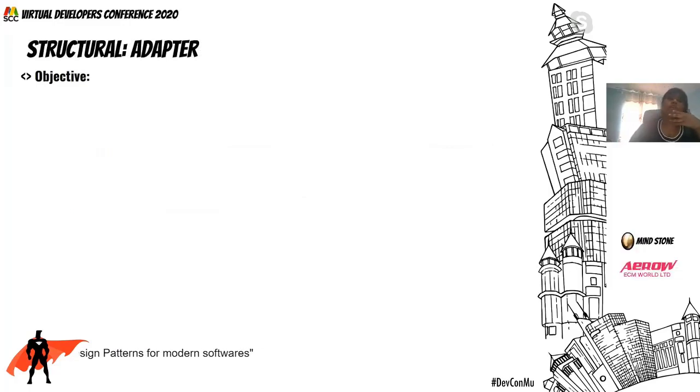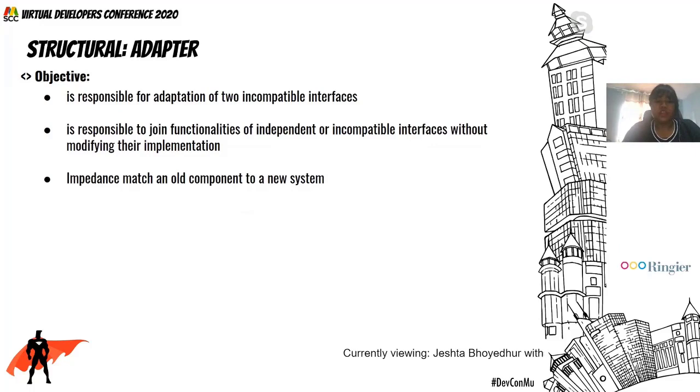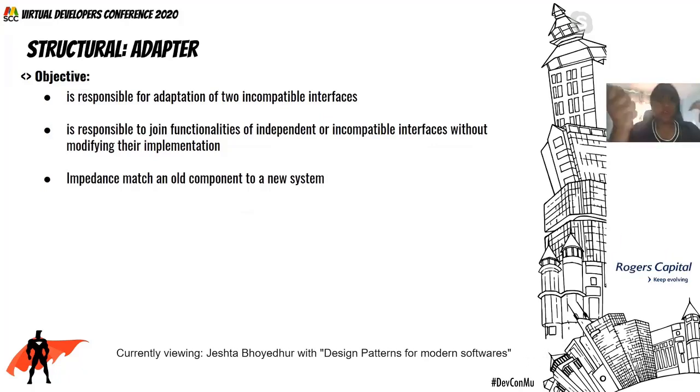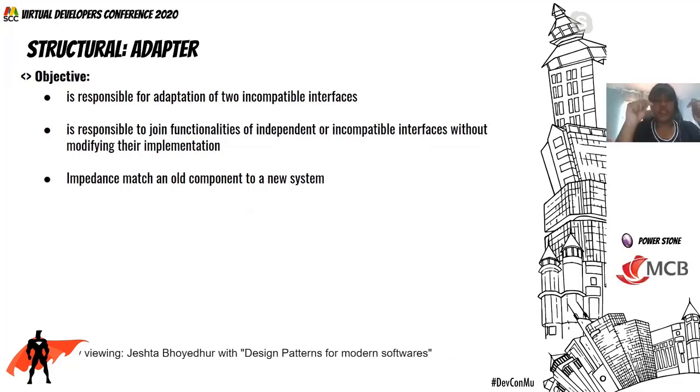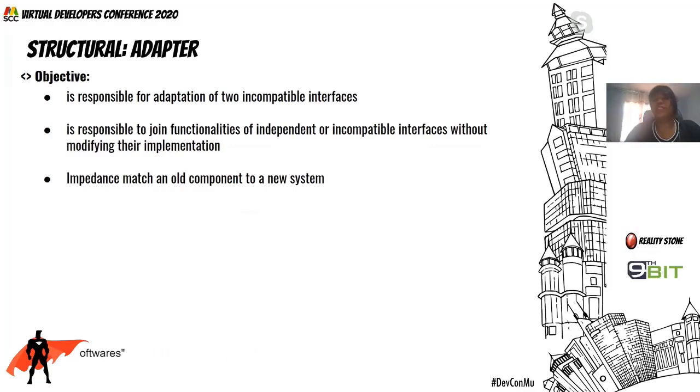Now, the structural design pattern, adapter. The adapter design pattern is responsible for adaptation of two incompatible interfaces, but the inner functionality should suit the need. Like if you have an interface which is incompatible, the inner functionality must be the same as the other interface. So it is responsible to join the functionality of independent or incompatible interfaces without modifying their implementation.